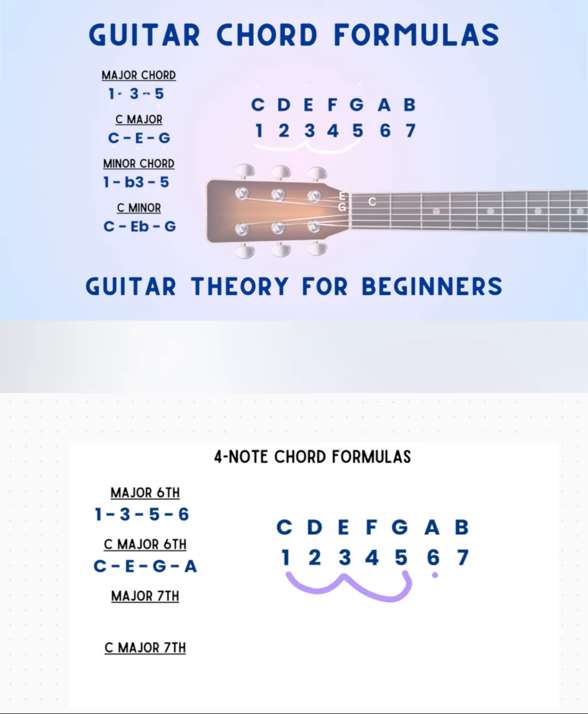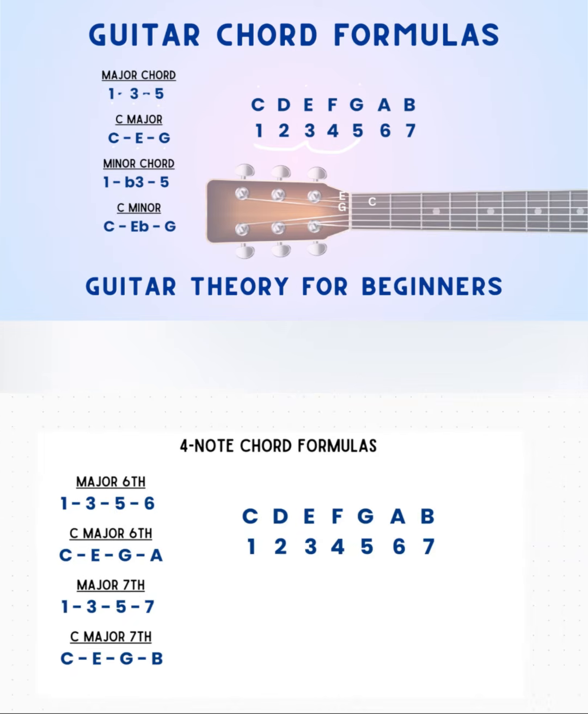And again, these numbers can apply to any major scale. So if you use A major, the letters would be different, but the numbers would be the same in the scale. And with the major seventh, same thing. You can kind of look at it as major chord plus the sixth, or major chord plus the seventh, if that helps you remember it. So it's 1, 3, 5, and the 7. So C, E, G, and B.